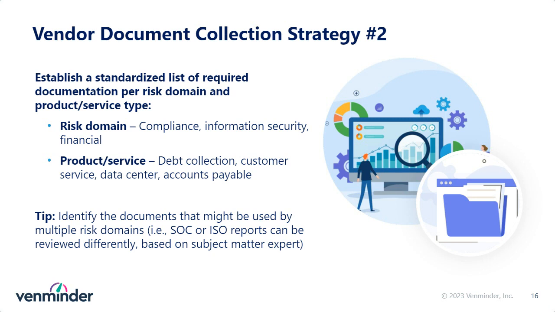The product or service type refers to whatever the vendor is contracted to provide. So if this is a debt collection vendor or an accounts payable vendor, that would determine the types of document you need to collect. One good tip is to identify any documents that are relevant to more than one risk domain. Something like a SOC report or ISO certification might need to be reviewed by different types of subject matter experts in finance or information security. These next two slides will show these examples in more detail.